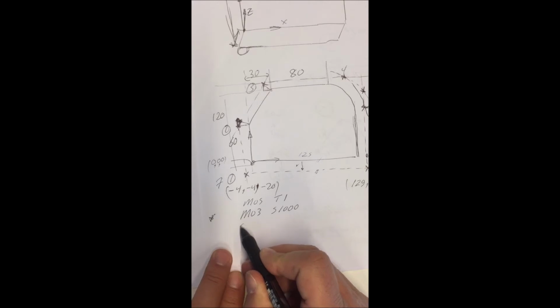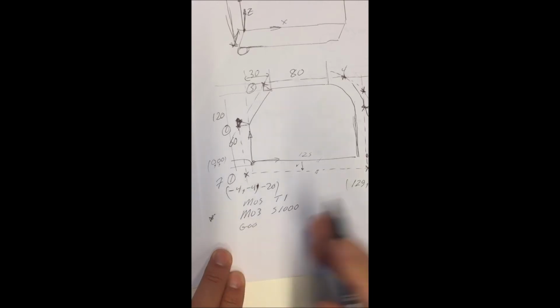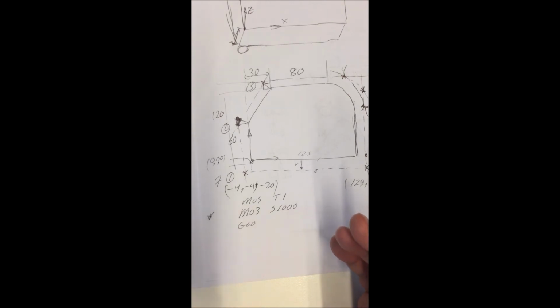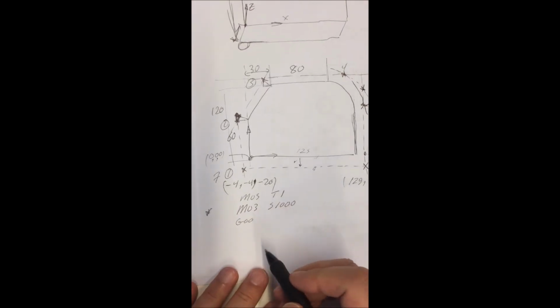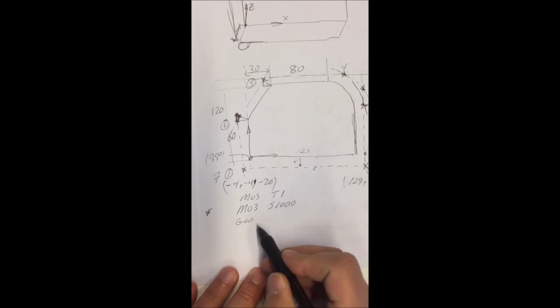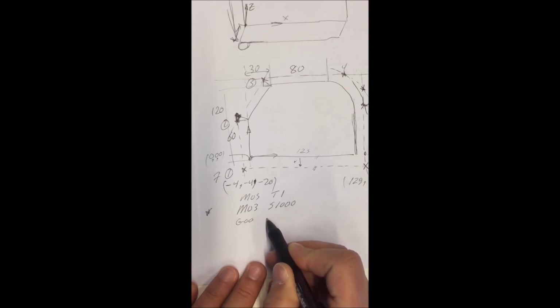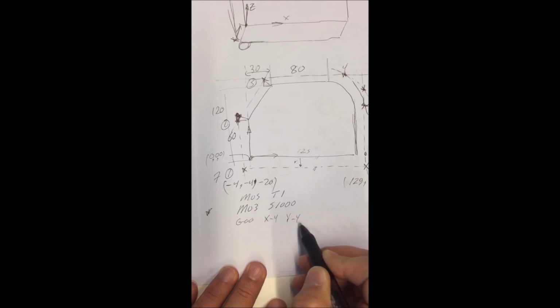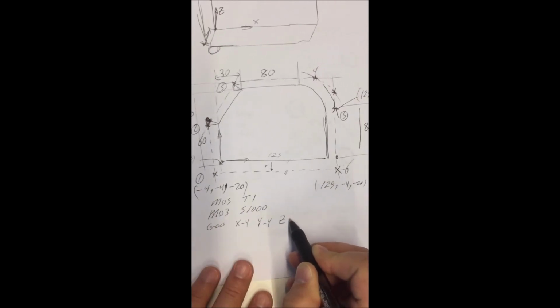Next step is going to be G00, and I'm going to come from the reference point, which anyway I don't have to mention the location of. I just mention the location of the final point for the movement. So G00 to x equal minus 4, the y is going to be minus 4, and the z is going to be 10.